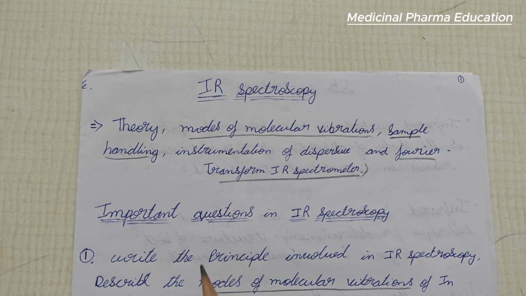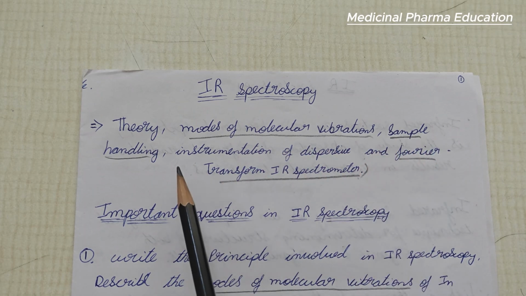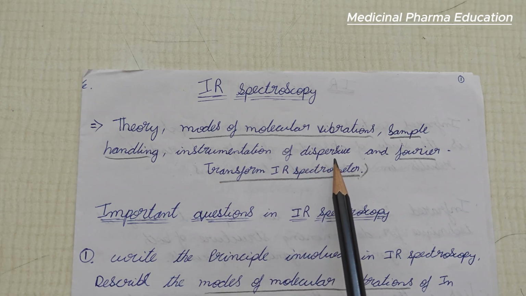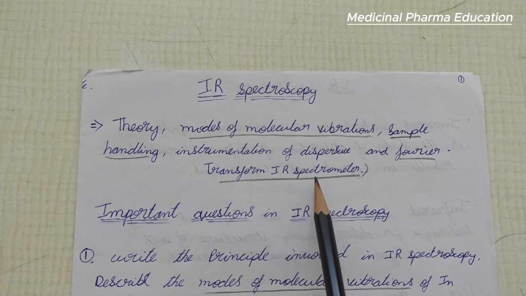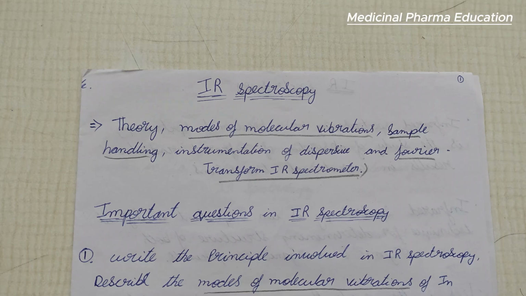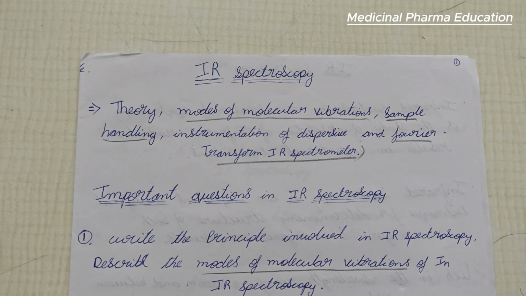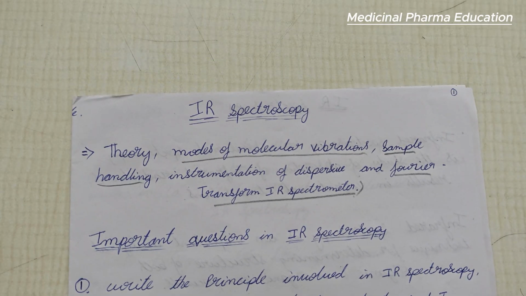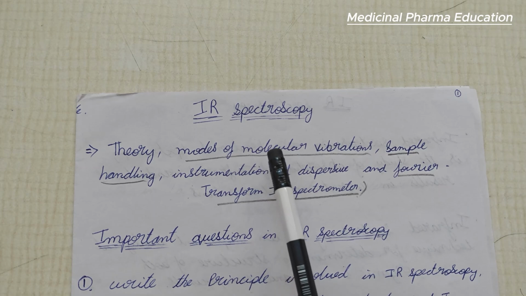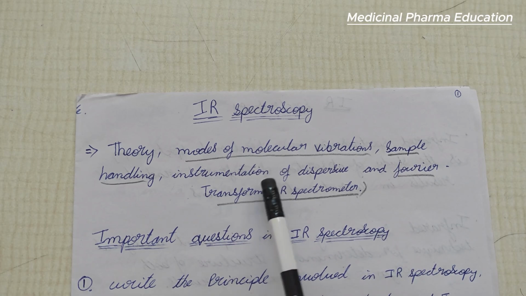Here we are going to discuss the theory, modes of molecular vibration, sample handling, and instrumentation of dispersive and Fourier transform infrared (FTIR) spectroscopy. We are discussing IR instrumentation. The important topics you have to read for sure are: the first one is the modes of molecular vibration, sample handling, and instrumentation of FTIR.